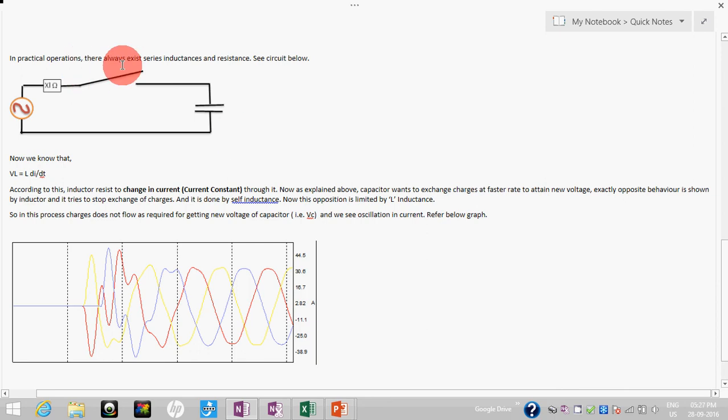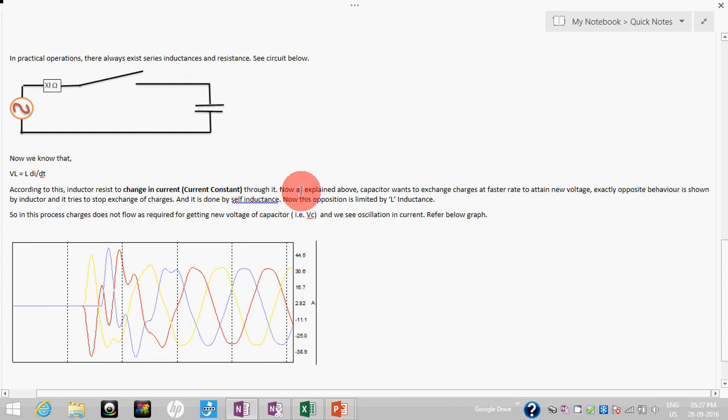Now in practical operation, there always exist series inductances and resistances. See this graph below. Whenever we need to switch a capacitor, there may be an inductance of a source or a transformer, or a series inductance that we put for harmonic filtering, such as 7% detuned reactors. Now we know that in an inductor, VL is equal to L di by dt.